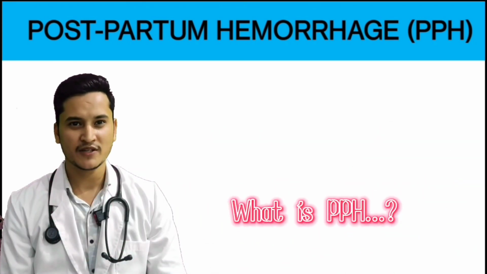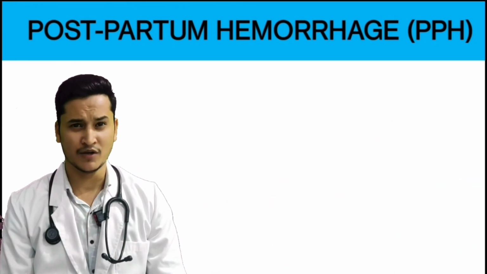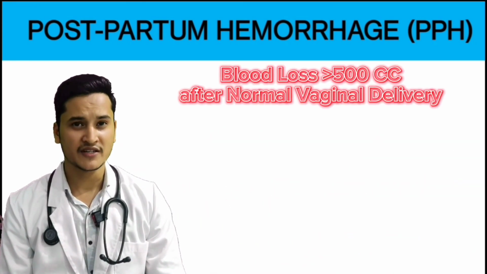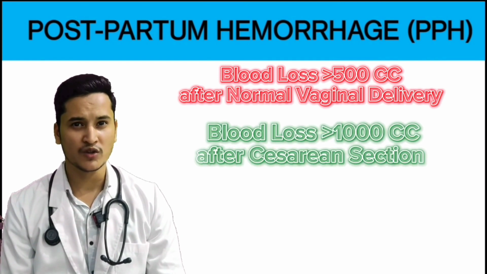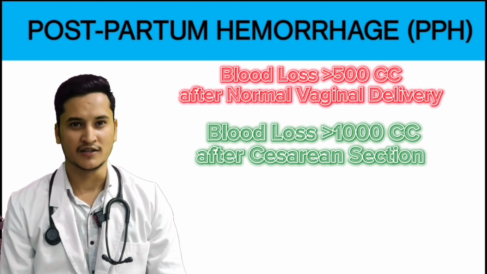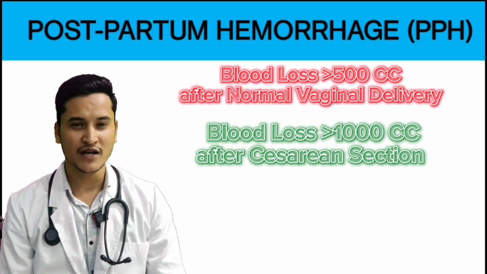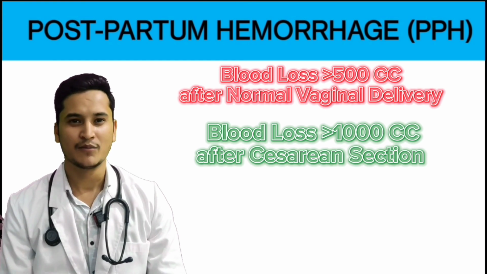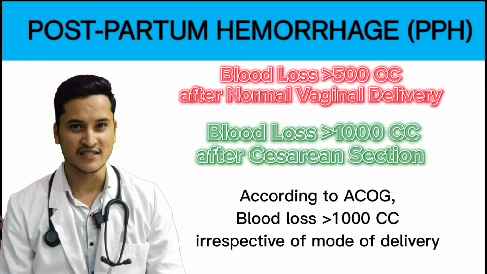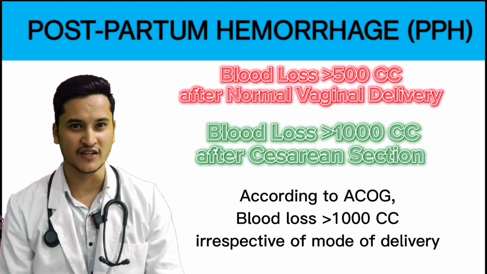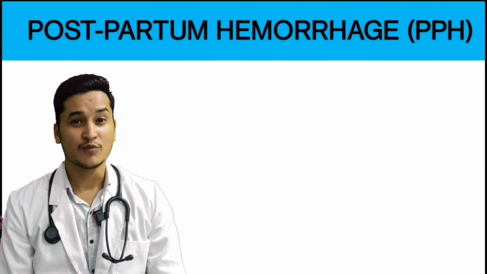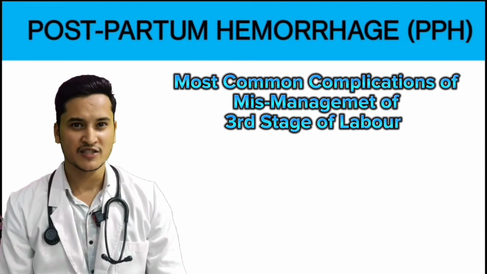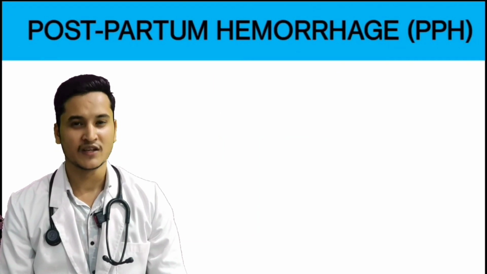So what is PPH? PPH is defined as blood loss of more than 500 cc after a normal vaginal delivery and blood loss of more than 1000 cc after a cesarean section. But according to the new guidelines of the American College of Gynaecology, blood loss of more than 1000 cc irrespective of mode of delivery is called postpartum hemorrhage. PPH is the most common complication of mismanagement of the third stage of labor.